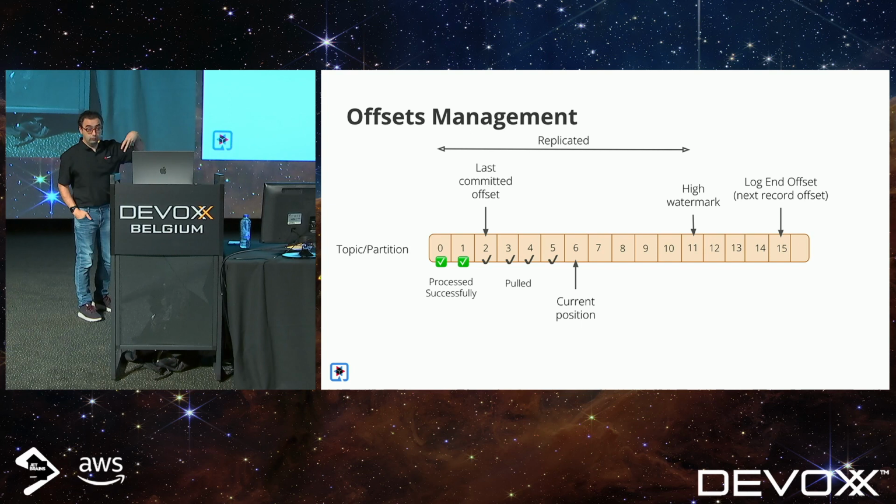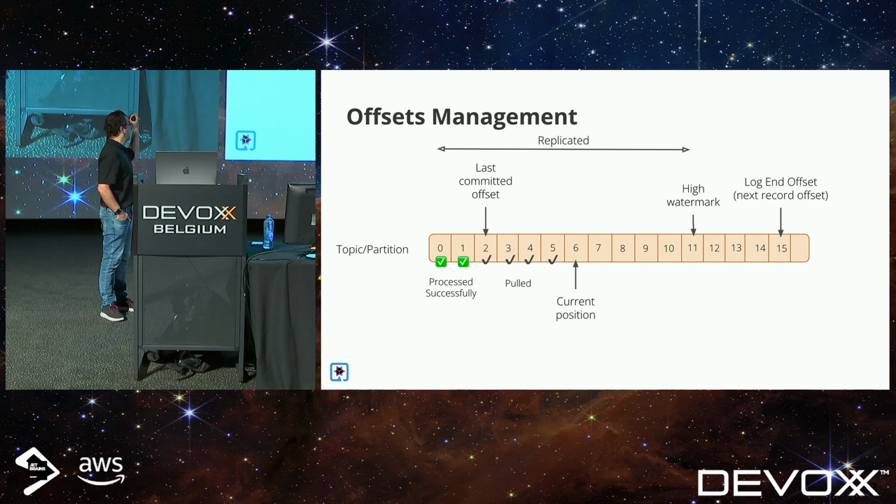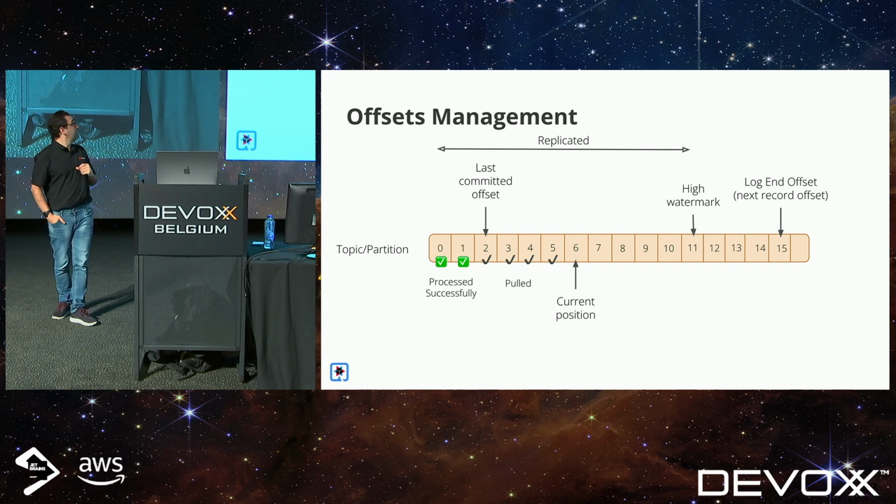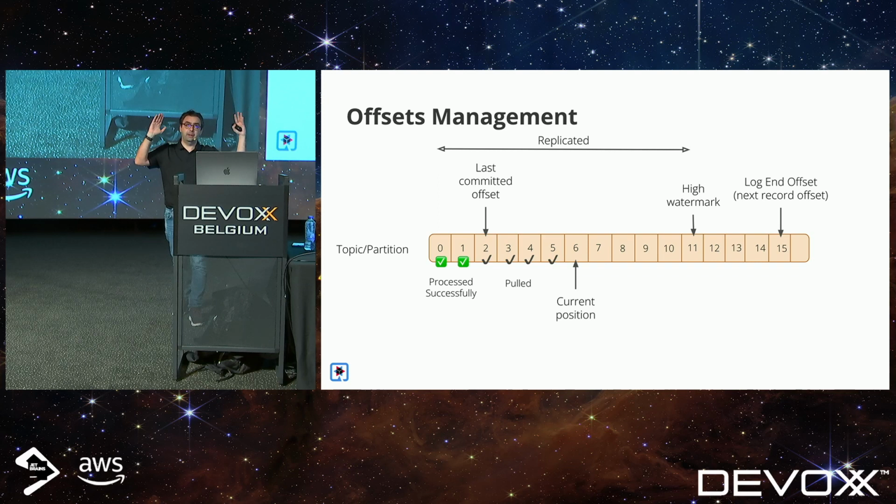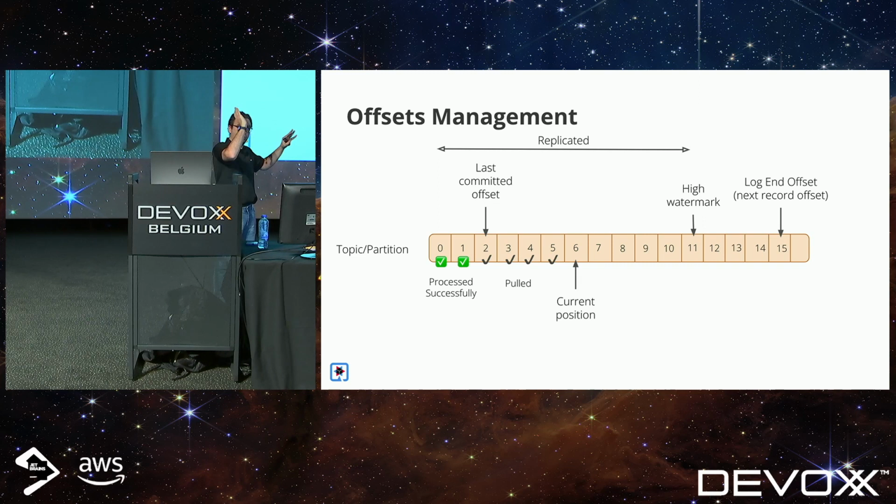The first thing is that between the beginning and what we call the high watermark, it's the replicated section. That means that section of the partition has been replicated to the other replicas. So we're fine. If everything crashes, we will restart from this high watermark.